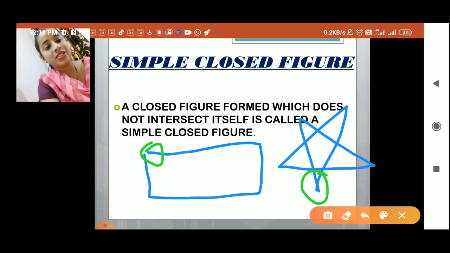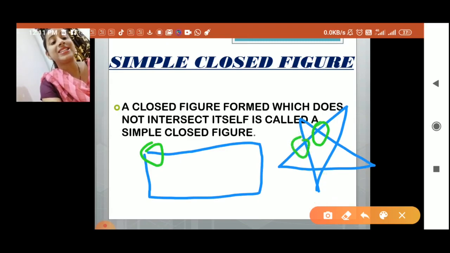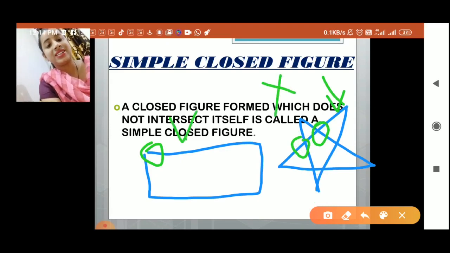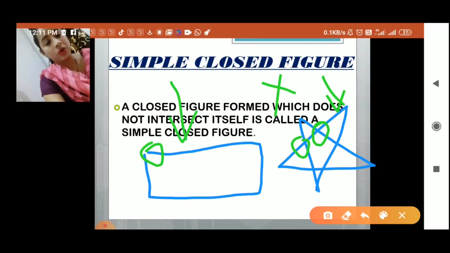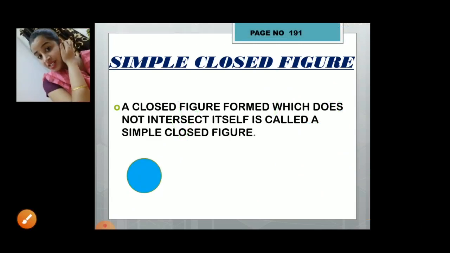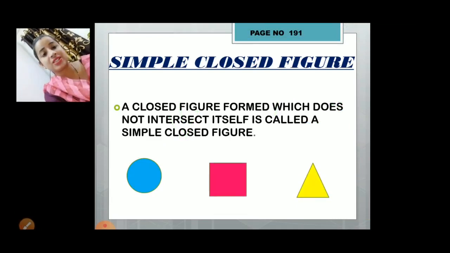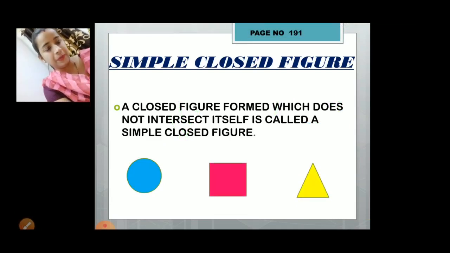But in this star, you can see here, this line and this line, it is getting intersected. Here also it is getting intersected, right? It means that in stars, the lines are intersecting, right? You can see here, you can see here. So it is not a simple closed figure, okay? And this rectangle is a simple closed figure because it is not intersecting itself. So let's see the example. You can see here it is a circle, square and a triangle. So these three are simple closed figures.